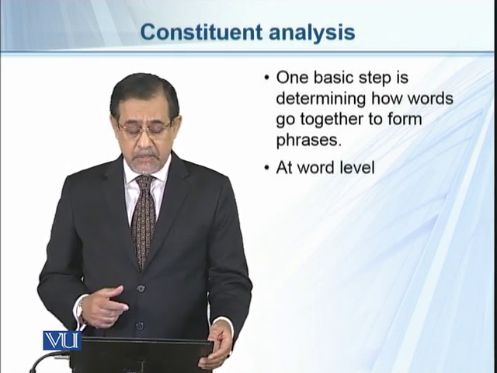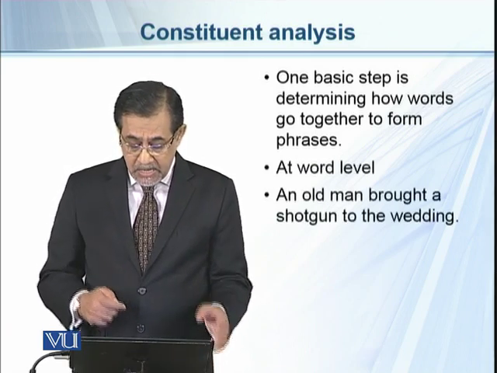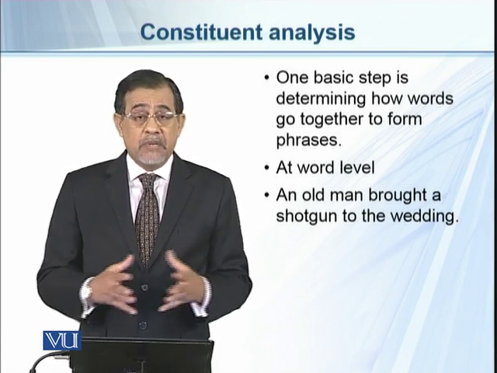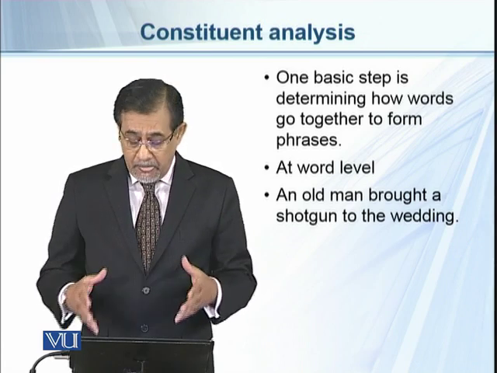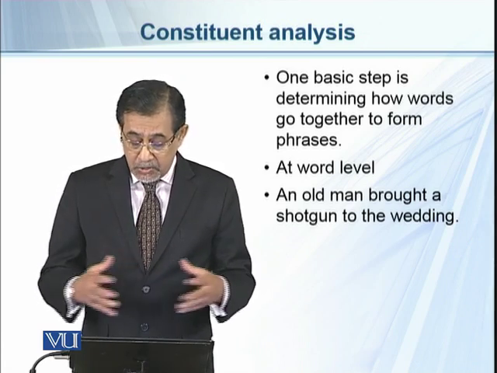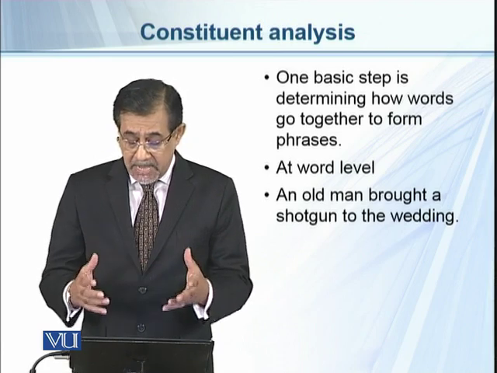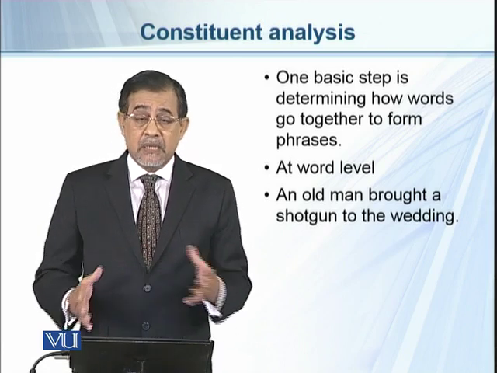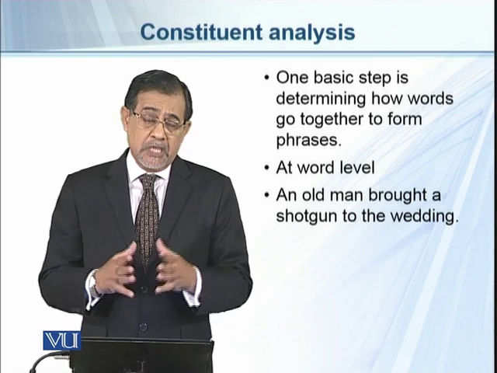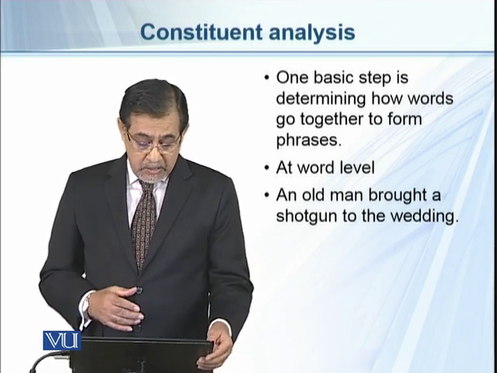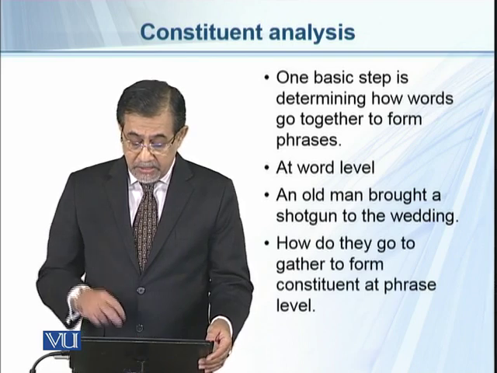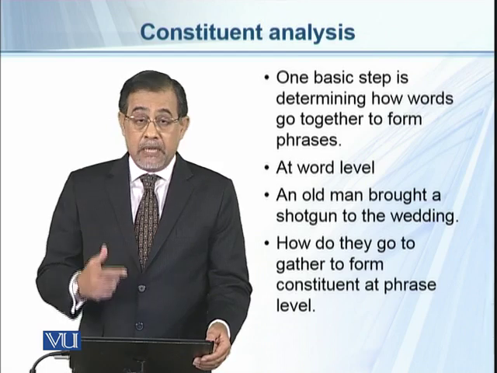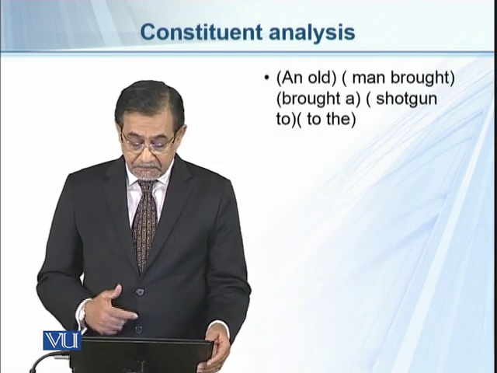So for example, at word level, let's look at this sentence: An old man brought a shotgun to the wedding. So we know that at word level, this sentence has nine words. An old man brought a shotgun to the wedding. But how many phrases do these nine words make? How do they go together to form constituents at phrase level? That is now the next step to understand this constituent analysis.